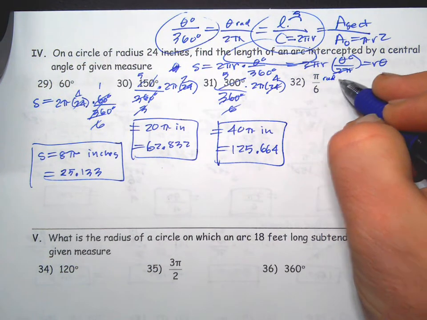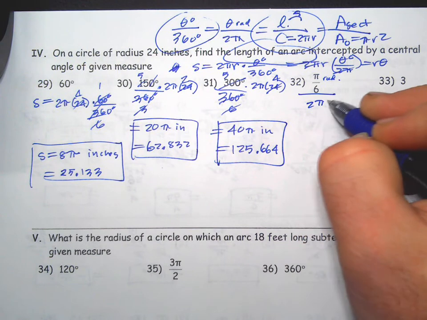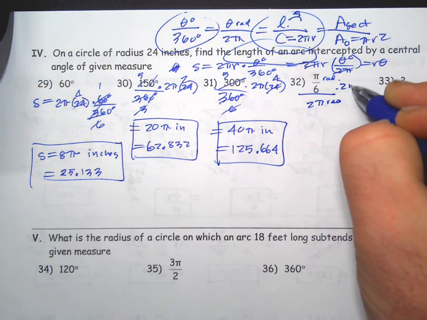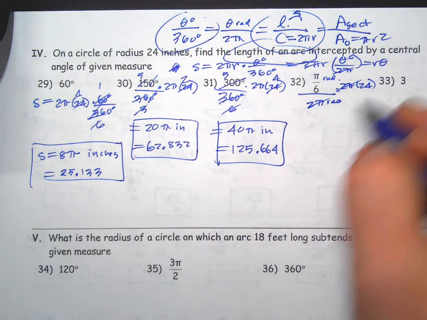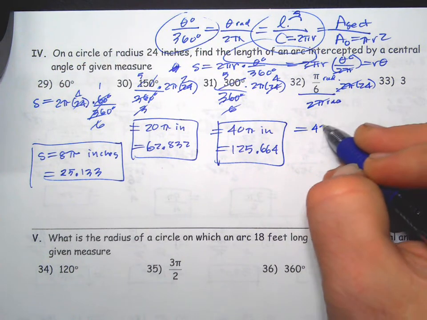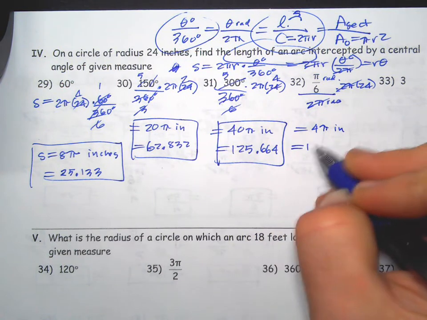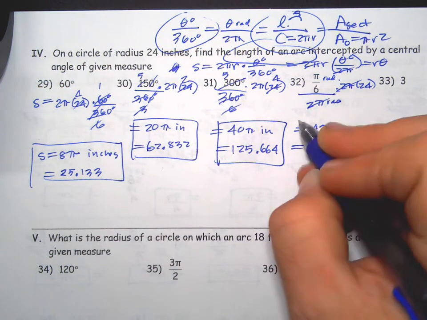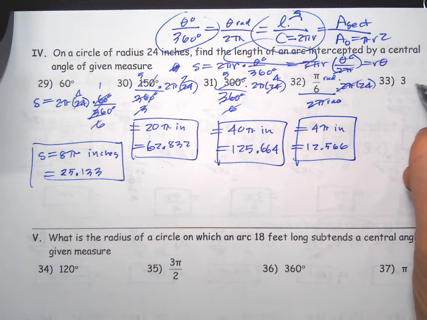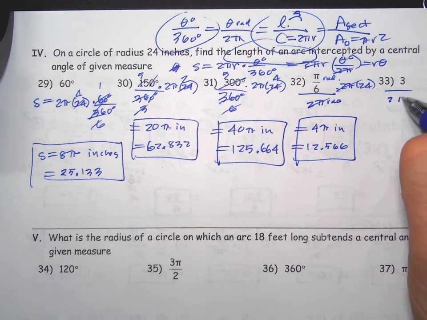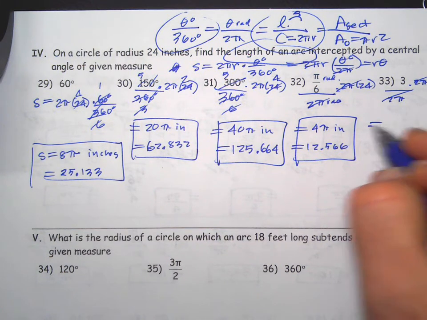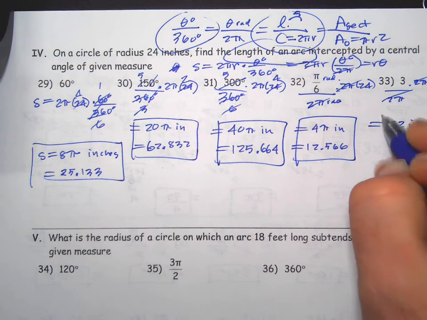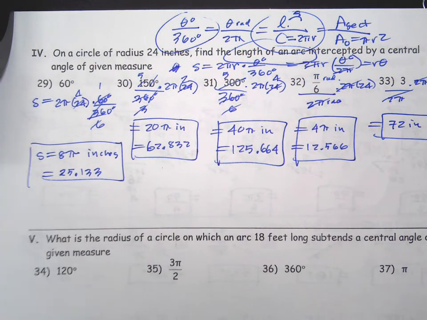So we're going to do it over 2 pi radians times 2 pi r, and the 2 pi's cancel each other out. And then 6 goes into 24 4 times, so it's going to be 4 pi inches, or 12.566, 3 decimal accuracy. So this one's going to be 3 over 2 pi times the circumference 2 pi r. So the 2 pi's cancel, and you get 3 times 24 is 72 inches exactly. So that's the arc length stuff.